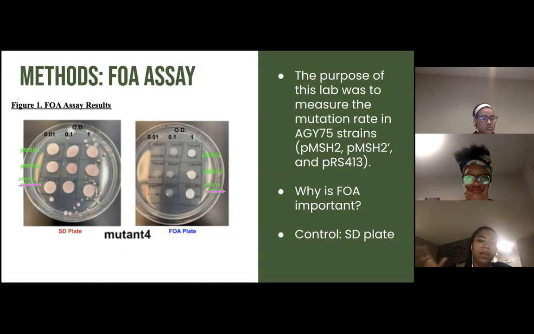This lab was done by using a control group, the SD plate, which had no histidine, tryptophan, and uracil, and the other plate, which was the FOA plate, which added FOA to the environment. Each plate had 3 concentrations, OD1, 0.1, and 0.01, and the 3 plasmid samples were suspended on the plates and spread across the different plates, and the mutation rates were then determined for the wild type PMSH2, mutated type, and PRS413. Finally, the SD plate was used as a control group because we know what the growth patterns would be.